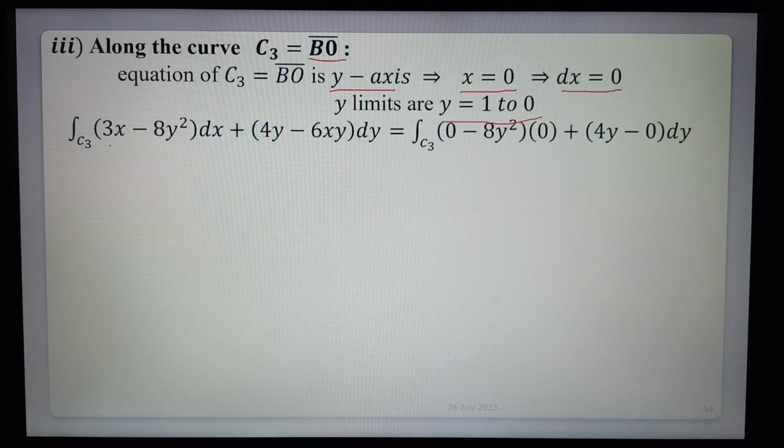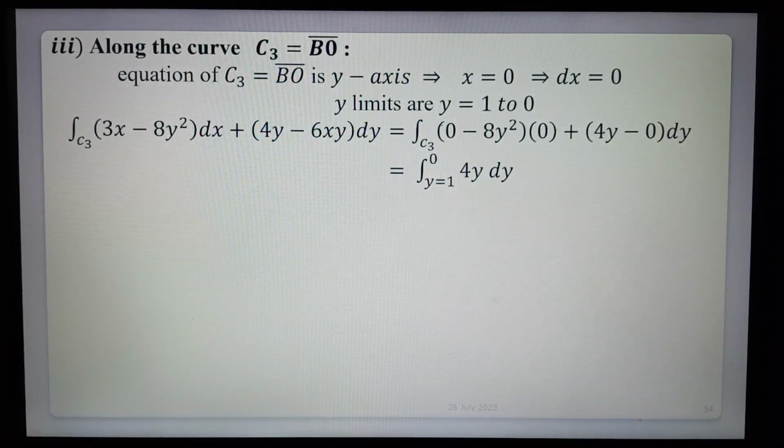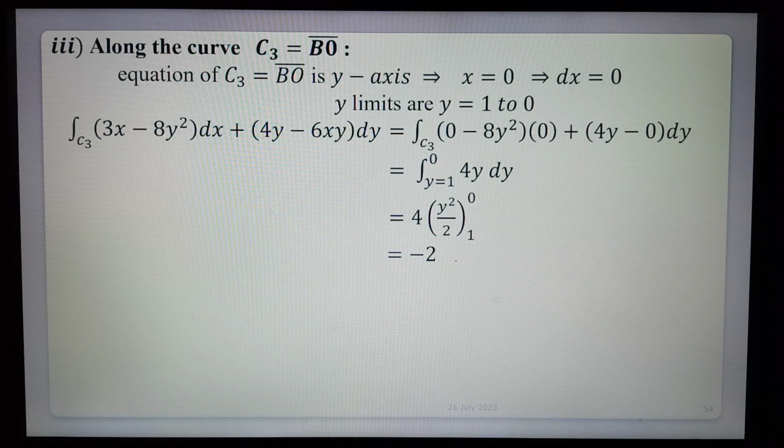Therefore integration over C3 is equal to, here, x replacing is 0 only, dx replacing is 0, so this is the total value 0 for the first one. Next, 4y minus 6 times 0 is 0, and 4y dy. So that is integration from y equal to 1 to 0 of 4y into dy. That is equal to 4 into integration of y square by 2, y limits 1 to 0, lower limit 0, upper limit 1, that is minus 2. This is the integration over C3.